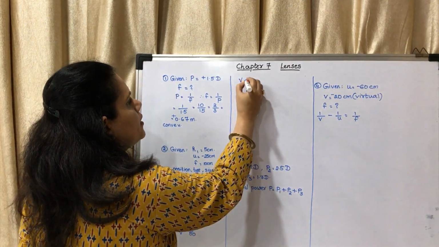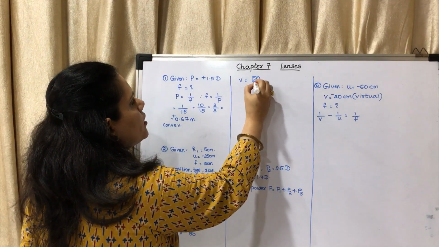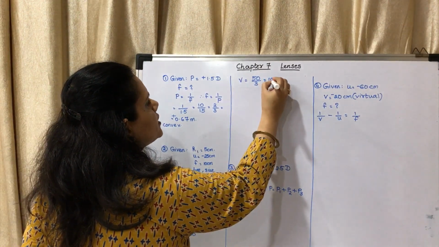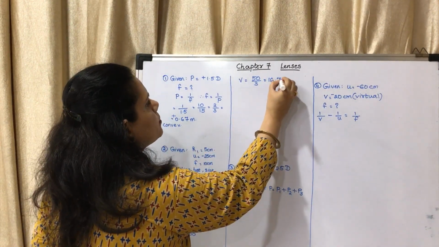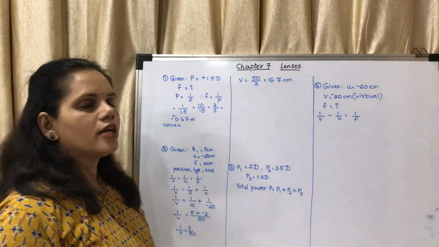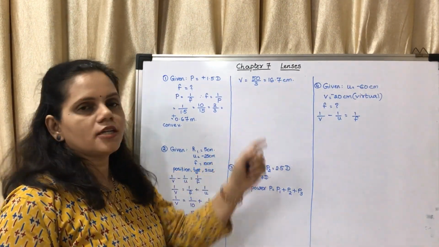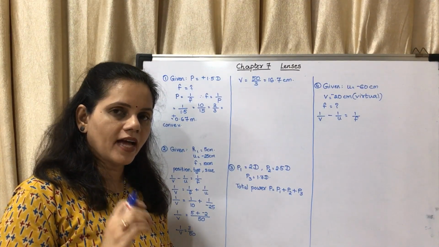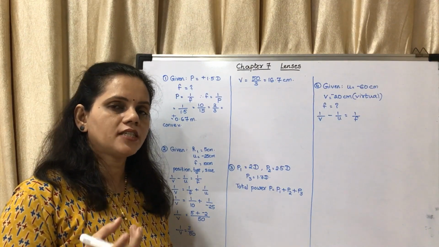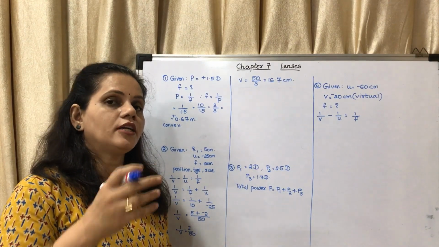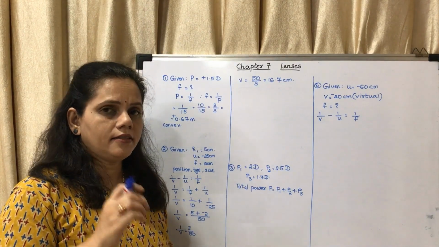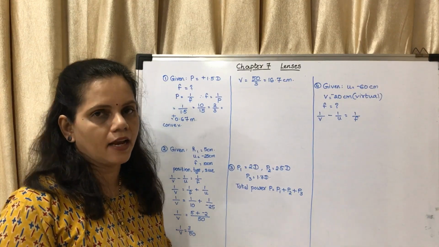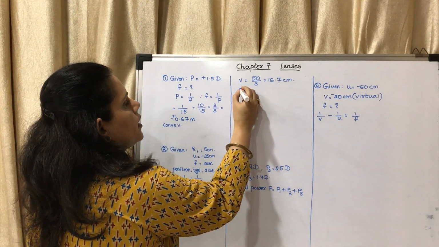So v upon 1 will be equal to 50 upon 3, which you will get as 16.66, that is about 16.7 centimeter. Now here you may see what is the value of v, whether it is plus or minus. It is plus. I had told you earlier in another lecture that if the value of v is positive, it means the image is real.